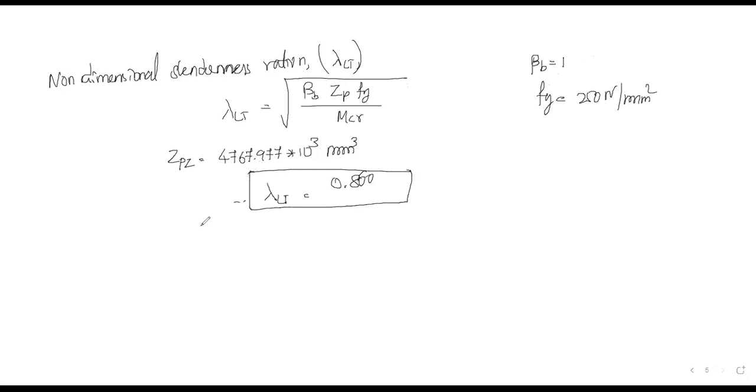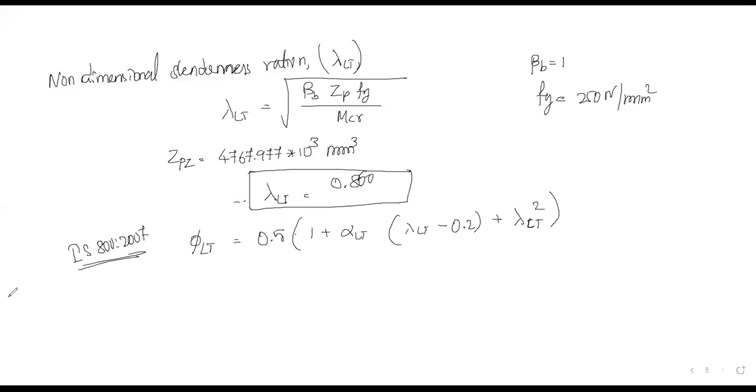After getting lambda LT, I have to move to phi LT. The formula of phi LT is from IS 800; all the formulas will be available in the IS 800. Phi LT is equal to 0.5 into 1 plus alpha LT into lambda LT minus 0.2 plus lambda LT the whole square. For alpha LT we have two values: 0.21 and 0.49. 0.21 is for welded section, and 0.49 is for rolled section.